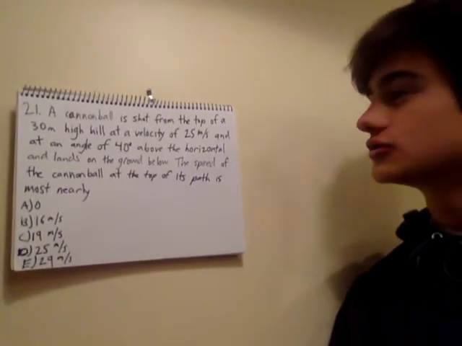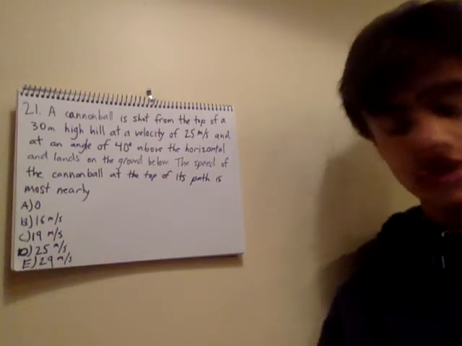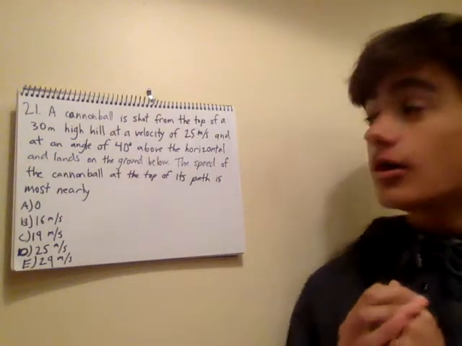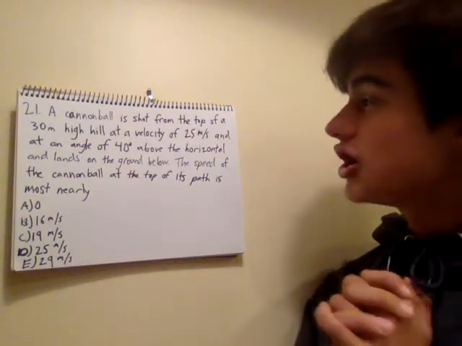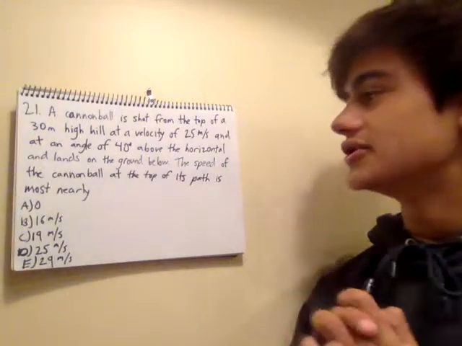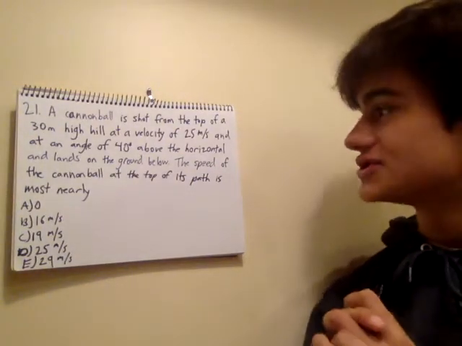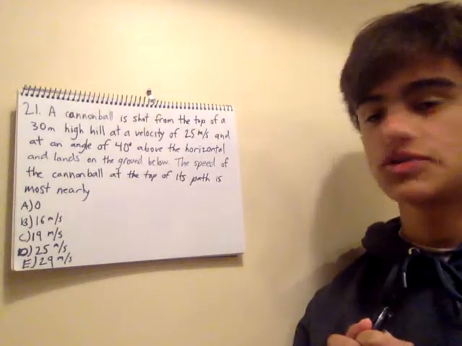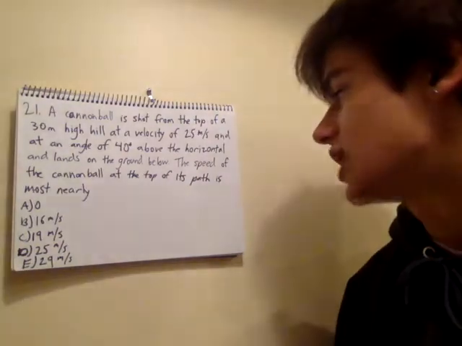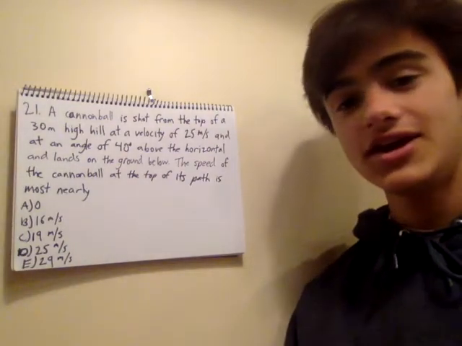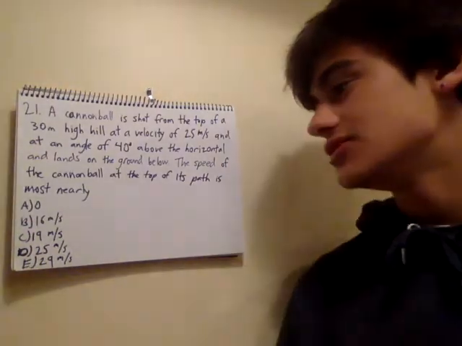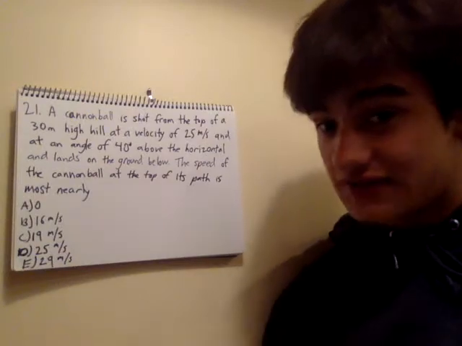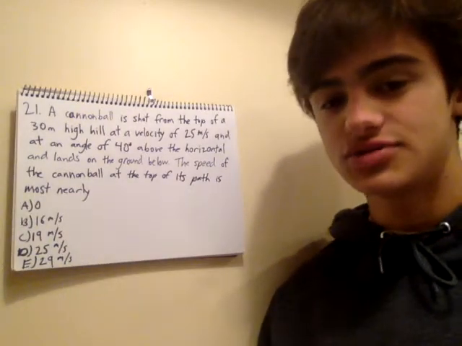I'm on to question and video number 21 of this AP Physics C Mechanics multiple choice test. The problem today is: a cannonball is shot from the top of a 30-meter high hill at a velocity of 25 meters per second and at an angle of 40 degrees above the horizontal and lands on the ground below. The speed of the cannonball at the top of its path is most nearly A, 0, B, 16 meters per second, C, 19 meters per second, D, 25 meters per second, or E, 29 meters per second.